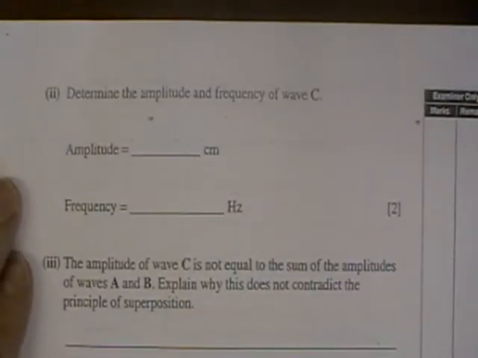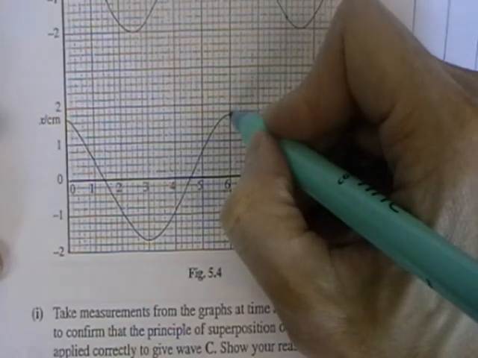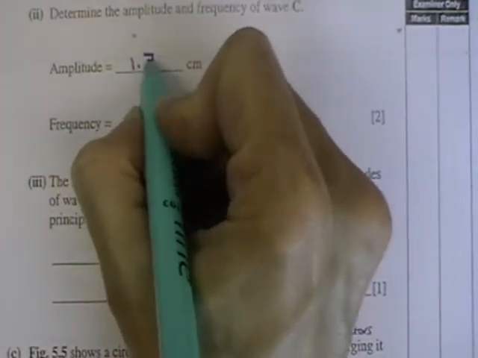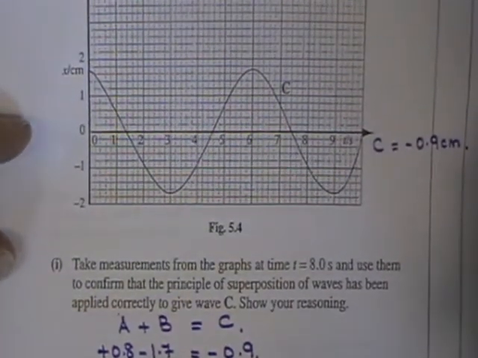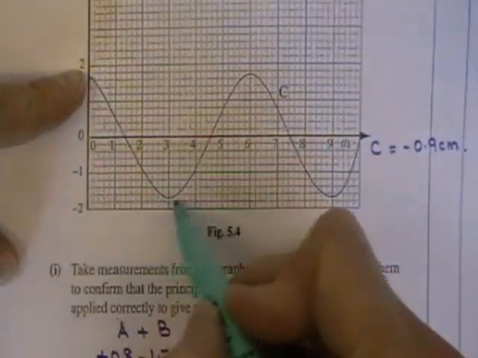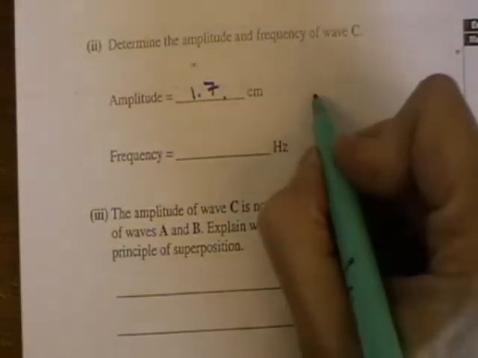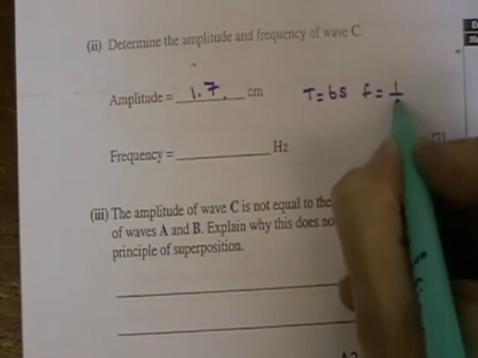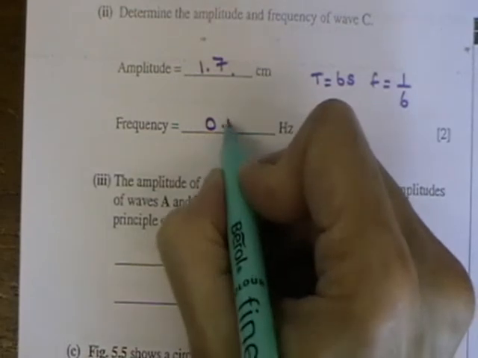Part 2, determine the amplitude and frequency of wave C. So if we go back to wave C, the amplitude there is obviously from the rest position to the maximum displacement, and that's roughly 1.7 centimetres. So we'll just write that down, 1.7 centimetres. And then the frequency, we have to determine the time period first. You can tell there that there's one complete wave, and that takes 6 seconds roughly. So one time period equals 6 seconds, and then frequency is 1 over T, which is 1 over 6, and that gives you 0.17 hertz.